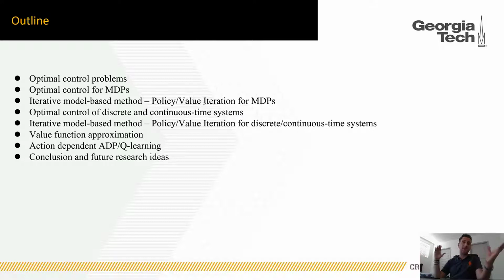Again, policy iteration and value iteration are iterative and model-based methods. Then I will generalize and show how we can solve optimal control problems of discrete and continuous time systems with reinforcement learning, and then provide, again, policy and value iteration frameworks to solve these discrete and continuous time systems. Then I will talk about what is called value function approximation, and then I will talk about Q-learning, which are action-dependent functions. And then finally, I will conclude and talk about future work.